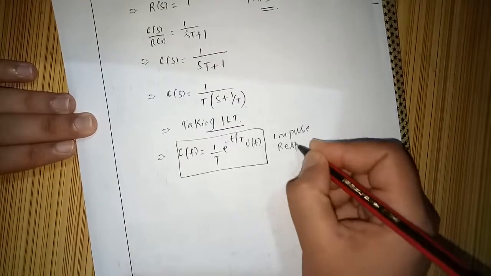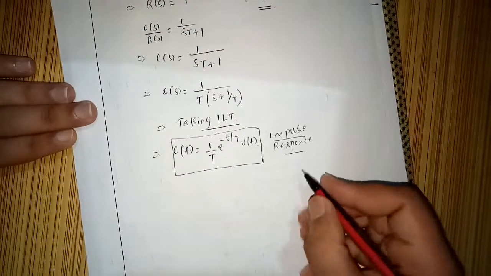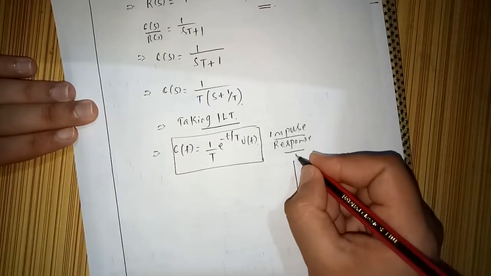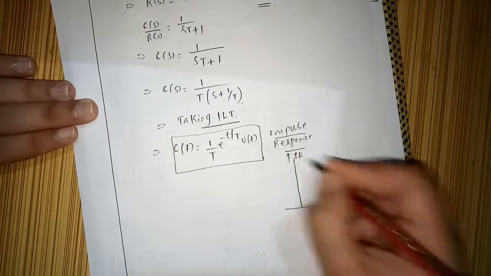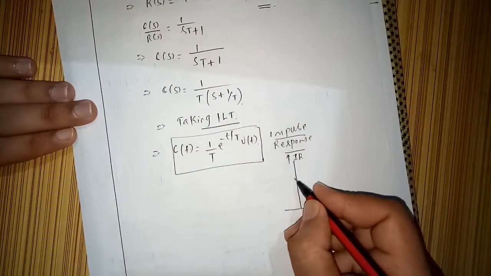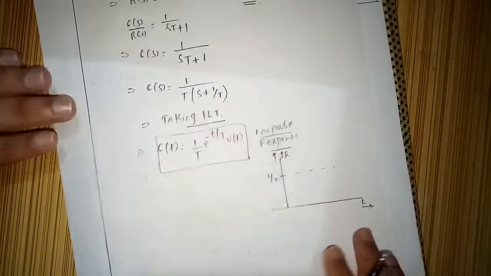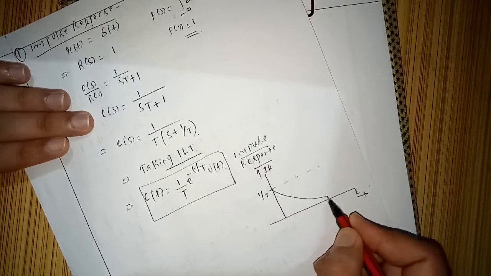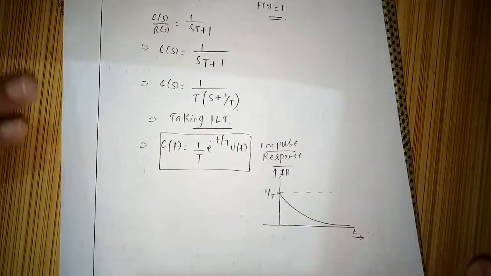Now I can plot its behavior with time. I denote the impulse response by IR with respect to t. At t equal to 0, it is 1 by T, and the fall will be exponential, and as t tends to infinity, this will tend to 0, right?